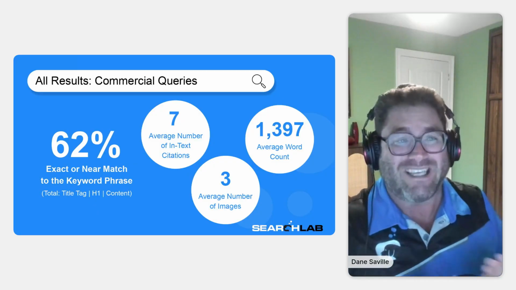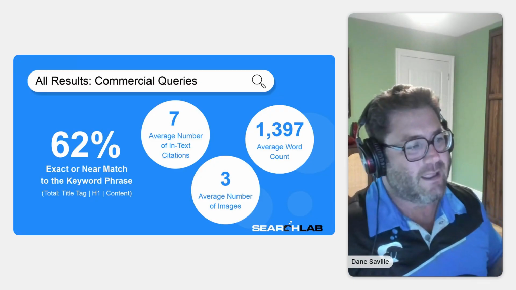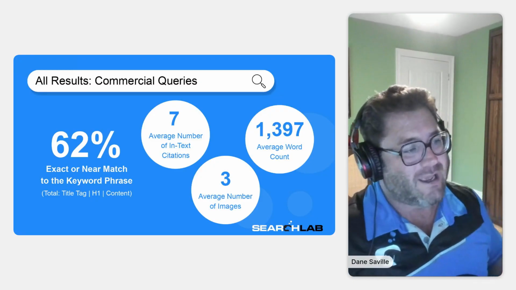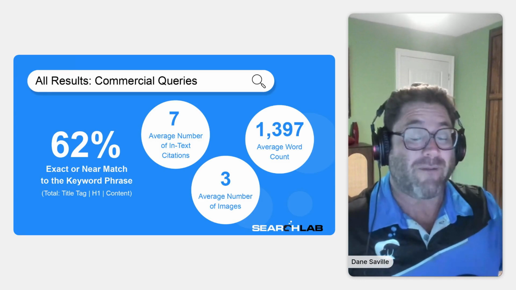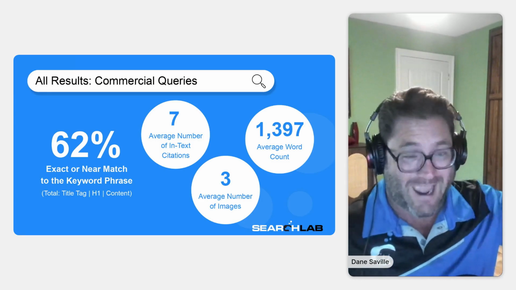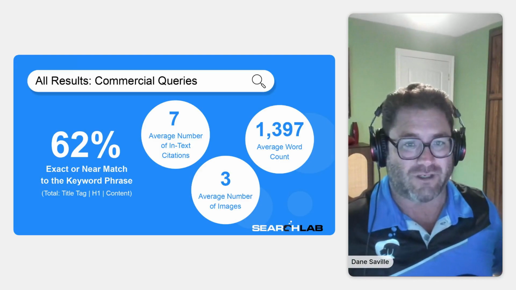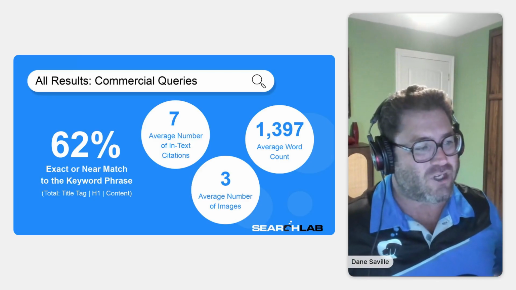So again, only 62% had an exact or near match in at least one of those three elements. On in-text citations, the average is 7, so that'd be the one single answer citation, and then 6 information gain citations in addition to that. Average number of images, 3.